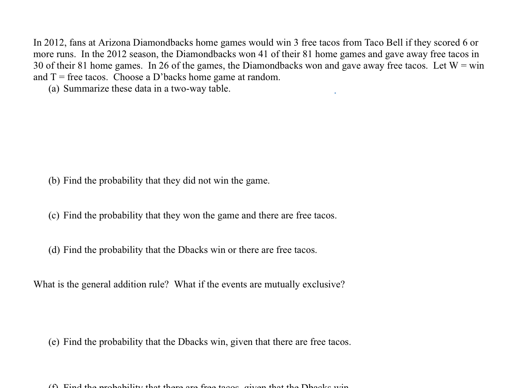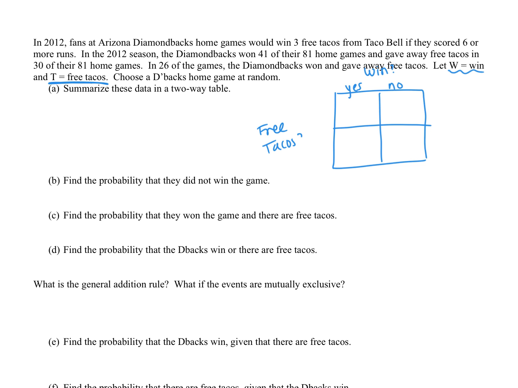Here's what a two-way table looks like. We have 2 events that we need to represent. One is winning. So at the top, we're going to say, did they win? One column is yes, they won. One column is no, they did not. And then the other one is, did they give away free tacos? One row is yes, one row is no.